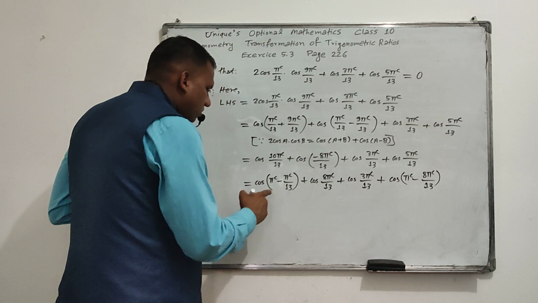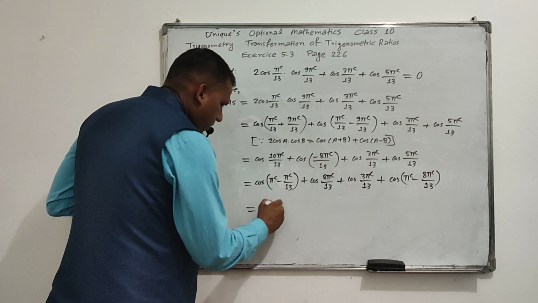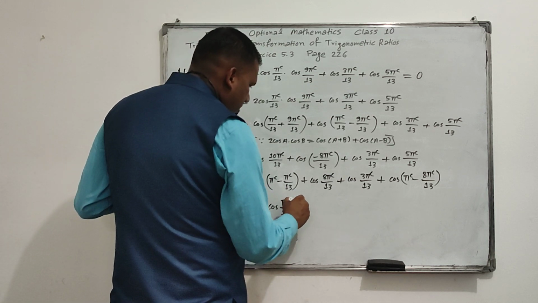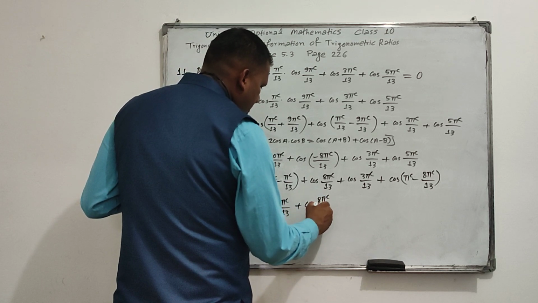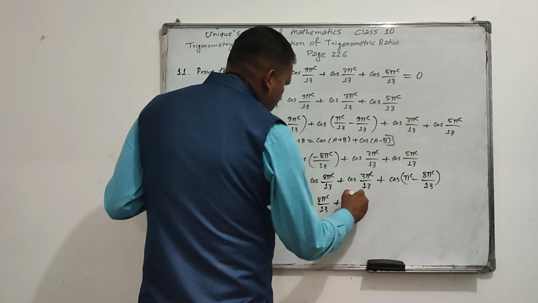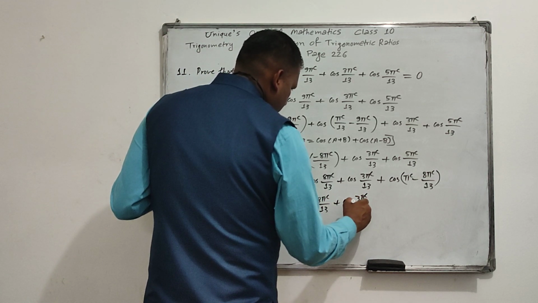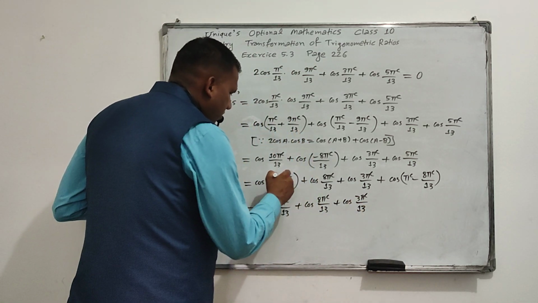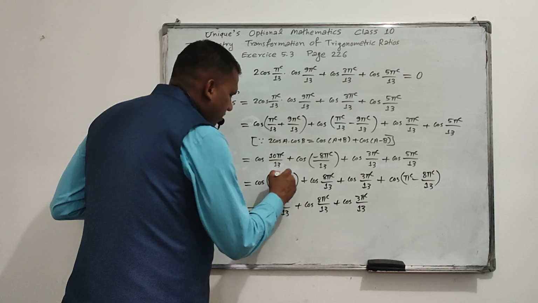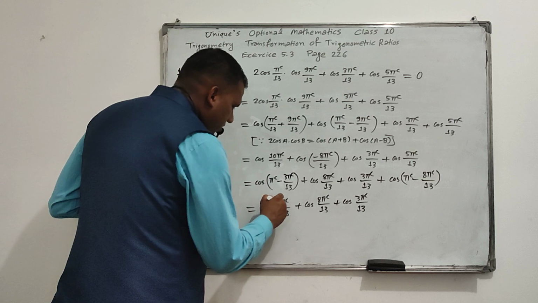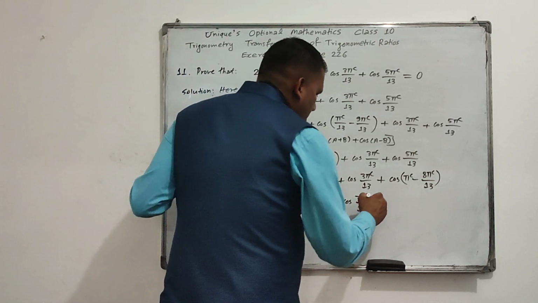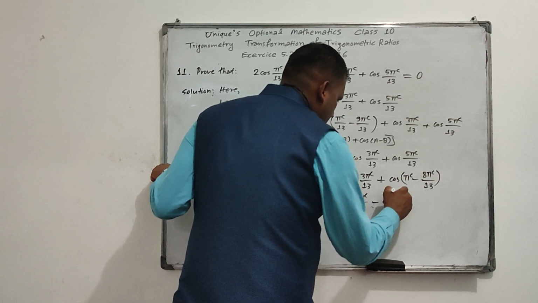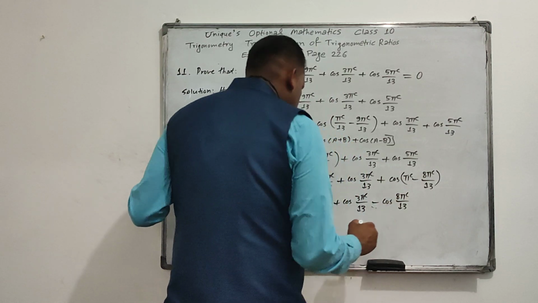Now this is cos of 180 minus theta, so minus cos theta. So minus cos pi by 13, this lies in the second quadrant, plus cos 8 pi by 13, plus cos 3 pi by 13. Here 13 pi minus 3 pi is 10 pi, so 10 pi by 13 is pi minus 3 pi by 13, so it is cos 3 pi by 13. Now this is cos of 180 minus theta, so minus cos theta. So minus cos 8 pi by 13.